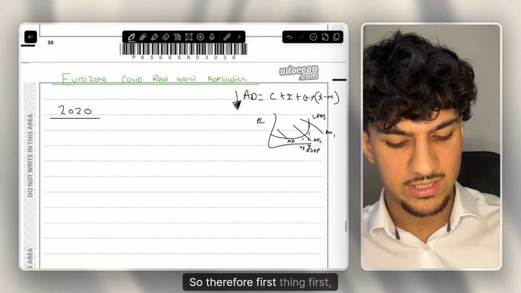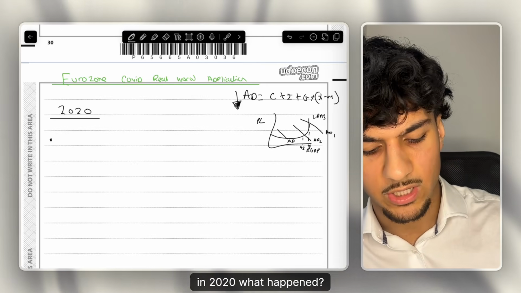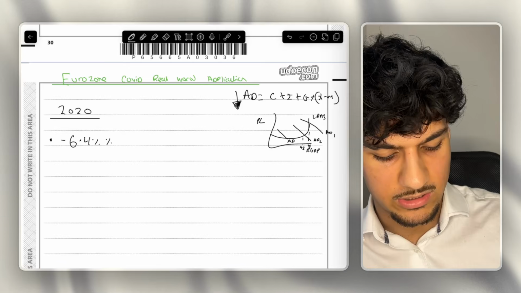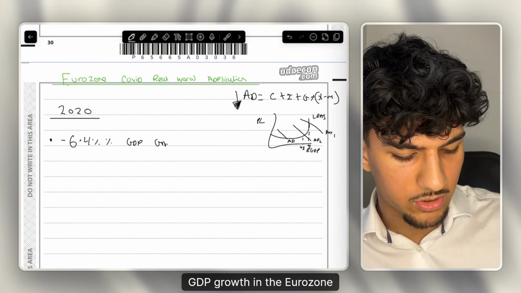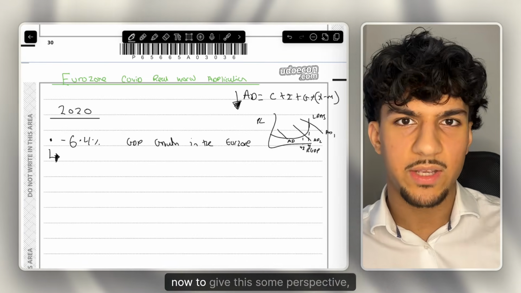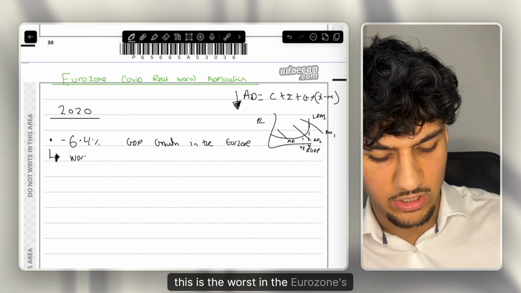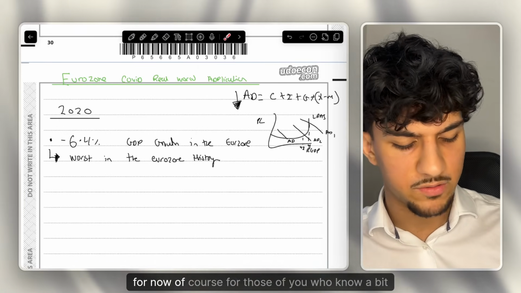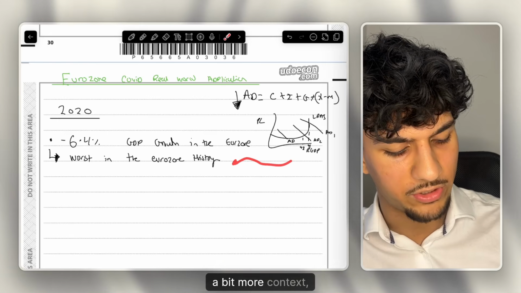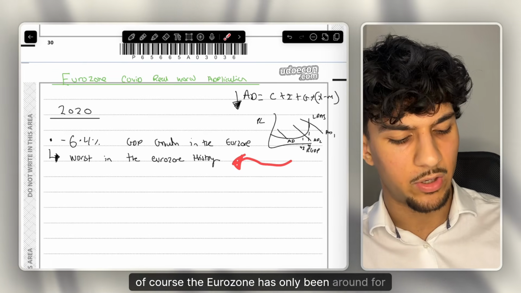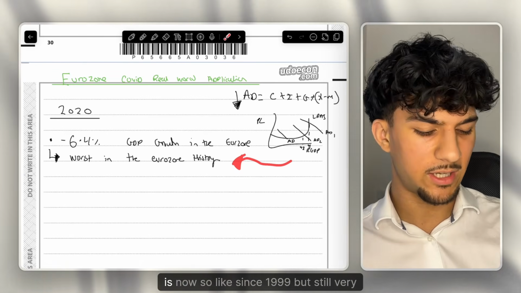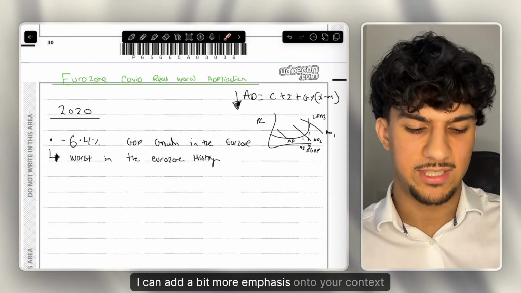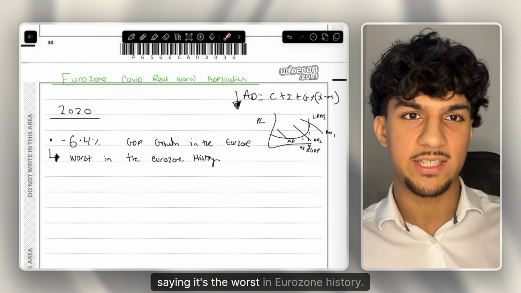So therefore, first things first, in 2020, what happened? We saw a minus 6.4% GDP growth in the Eurozone. Now, to give this some perspective, this is the worst in the Eurozone's history, the worst recession, the worst decrease in real GDP. Of course, for those of you who know a bit more context, the Eurozone has only been around for about 26 years, since 1999, but still very significant, and can add a bit more emphasis onto your context, saying it's the worst in Eurozone history.